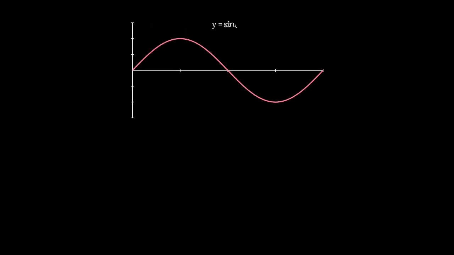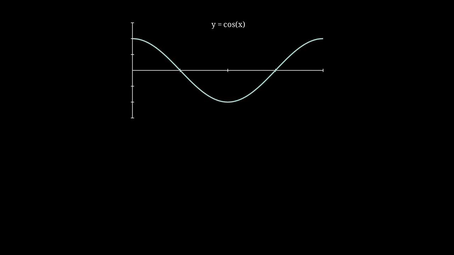The sine function creates a smooth wave that oscillates between -1 and +1. The cosine function looks similar, but starts at 1 when x equals 0. Both sine and cosine are periodic functions that repeat every 2 pi radians or 360 degrees.